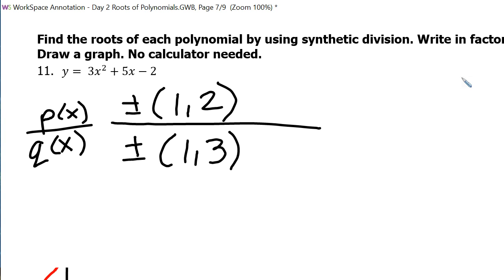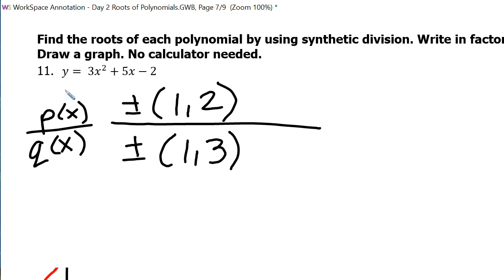Now before I start doing a bunch of unnecessary work, I know that whenever I substitute an x-intercept, for it to be the true x-intercept, the y value has to be 0. So I just start with what's easiest. Let's start with 1. If I plug in a 1 right here and a 1 right here, does that give me 0? No, that gives me 3 plus 5 minus 2, which is not 0. So positive 1 didn't work.